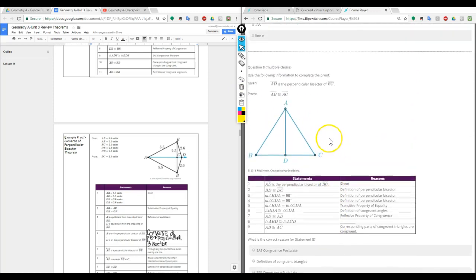Okay, use the following information to complete the proof. Given AD is the perpendicular bisector of segment BC. Prove that segment AB is congruent to segment AC.